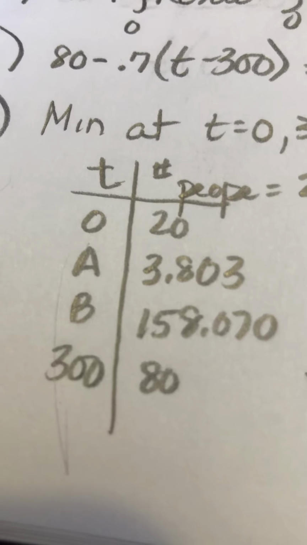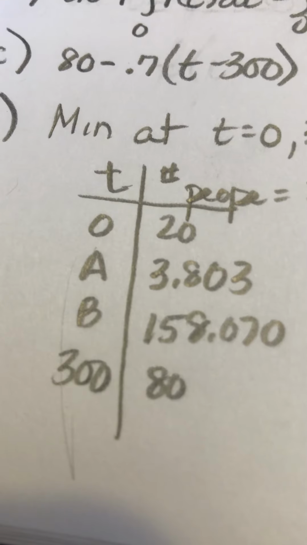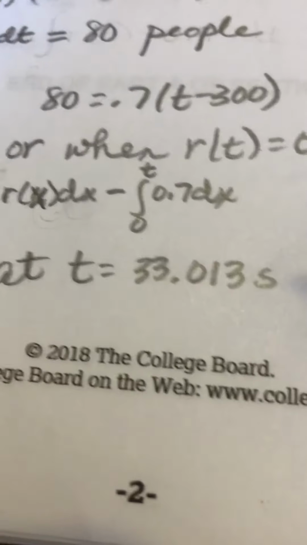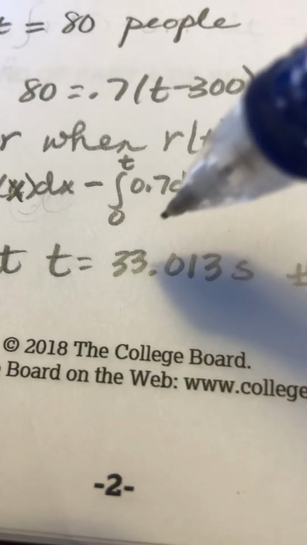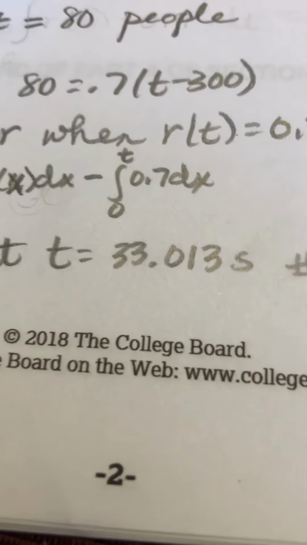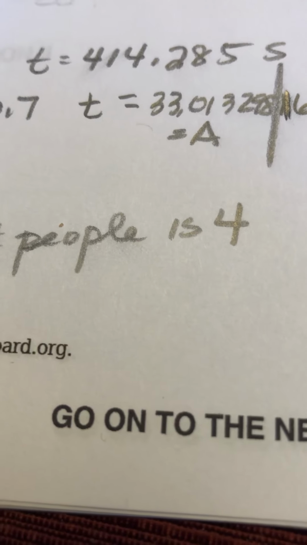Question wants to know at what time is the number of people in line a minimum, and then what the number of people is to the nearest whole number. So we can see from the chart, the time is time A, which is 33.013. Now we can round it because we're answering the question. And number of people to the nearest whole number is 4.